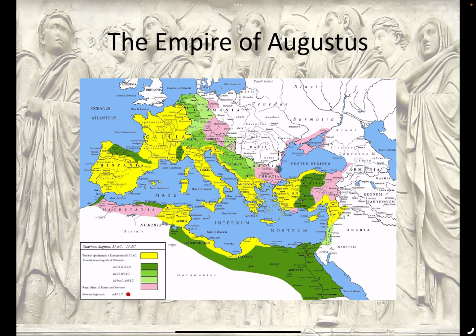So now, one of the things that starts to happen here is a sort of regular creation of provinces. Provinces that already existed, but it was rather haphazard. Augustus standardizes that to a great extent. And this is an important move in creating an empire that is administered more effectively.